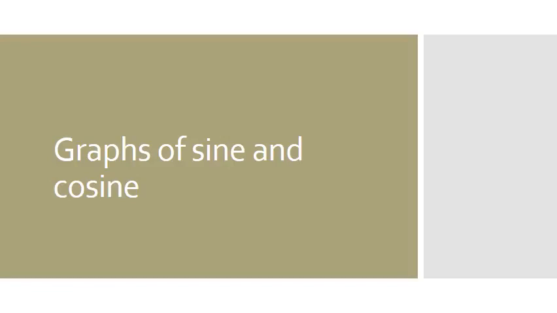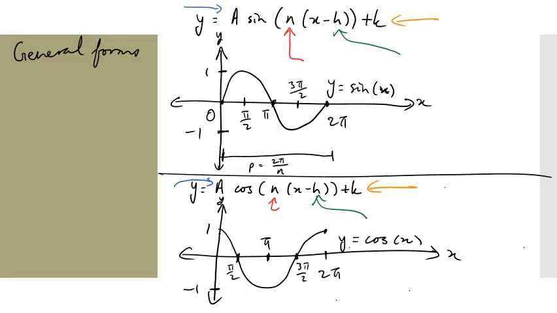Alright, so graphs of sine and cosine. Now, the only difference with these graphs compared to the graphs before is it's periodic. What that means is it repeats itself. So let's just jump right into having a look at what they look like.